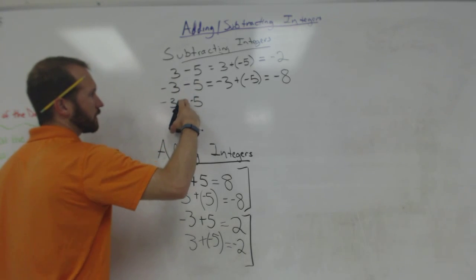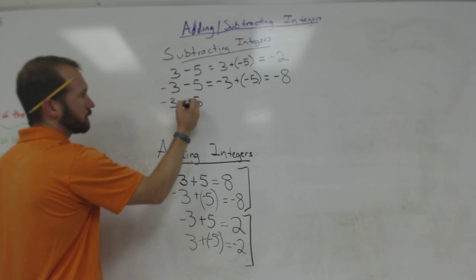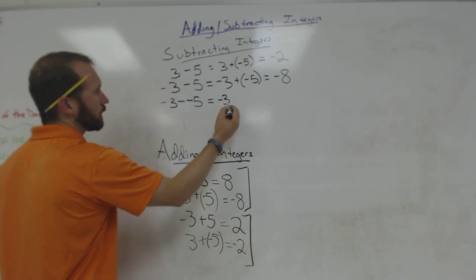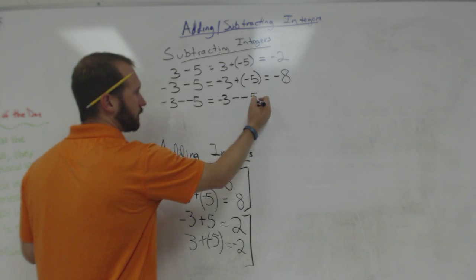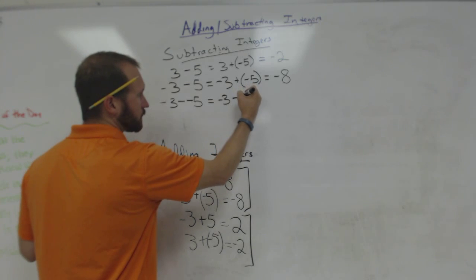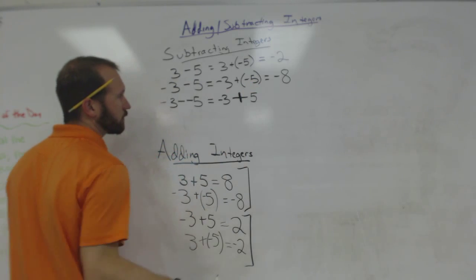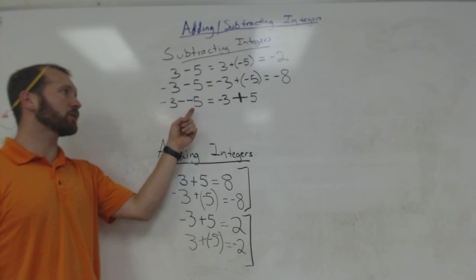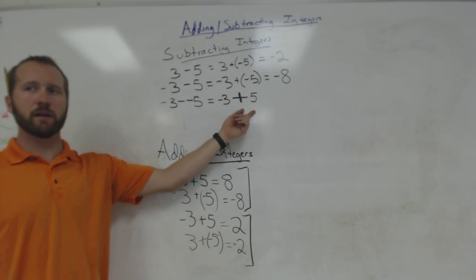Okay. In your notes, I want you to write it like this. Minus negative 5 equals negative 3. And I want you to do it like this. Minus negative 5, and then turn that into a plus symbol. So that you remember. So negative 3 minus negative 5 is negative 3 plus 5.